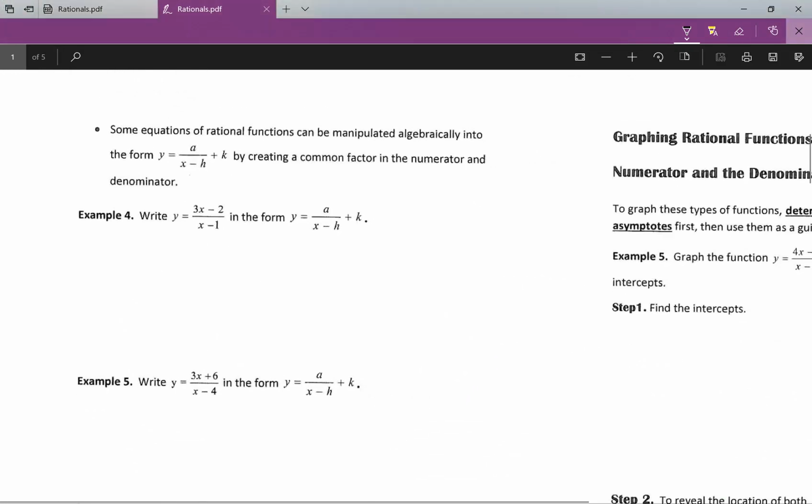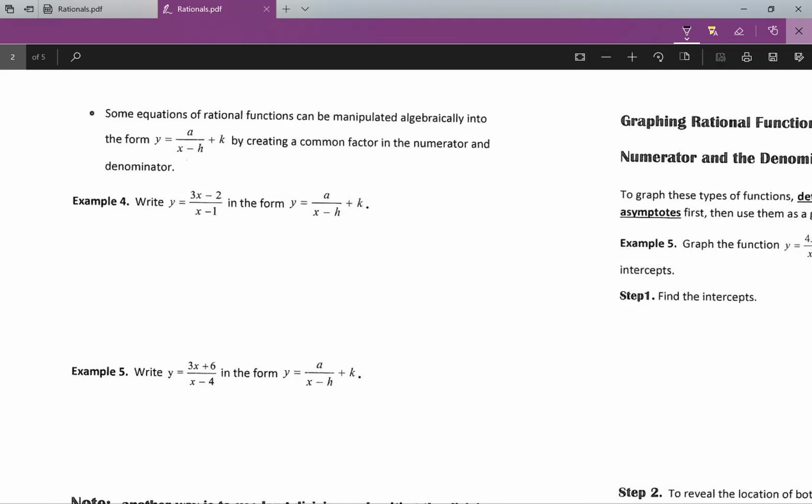So, some equations of rational functions can be manipulated algebraically into the form y equals a over x minus h plus k by creating a common factor in the numerator and in the denominator. Rather, write y equals 3x minus 2 over x minus 1 in the form of y equals a over x minus h plus k.